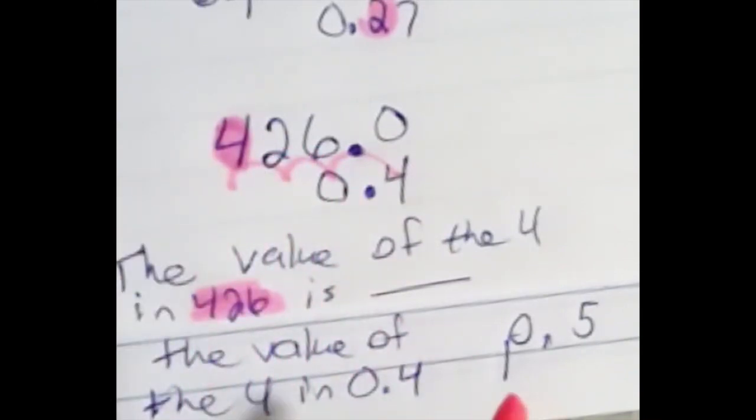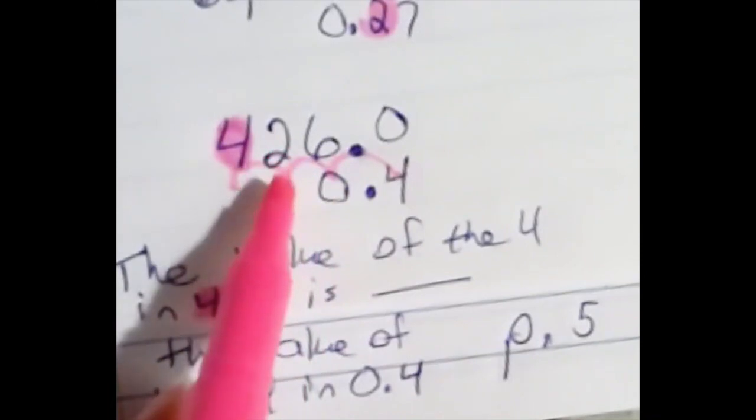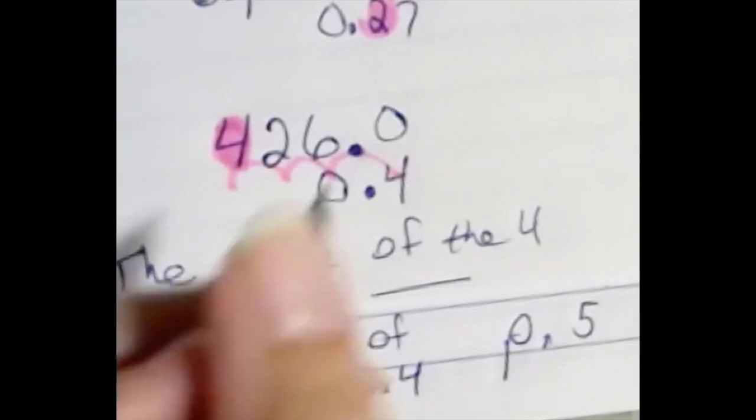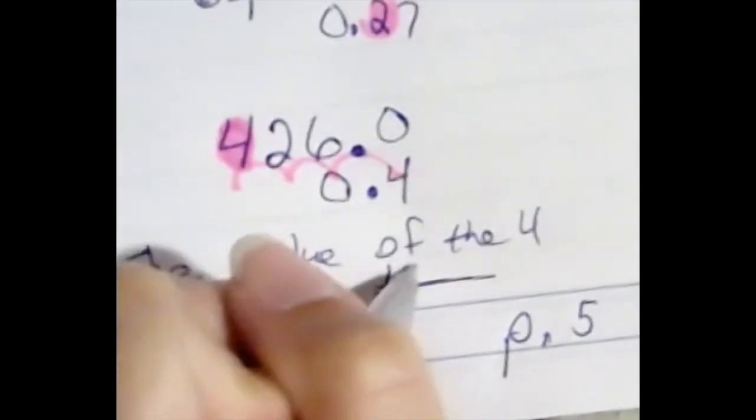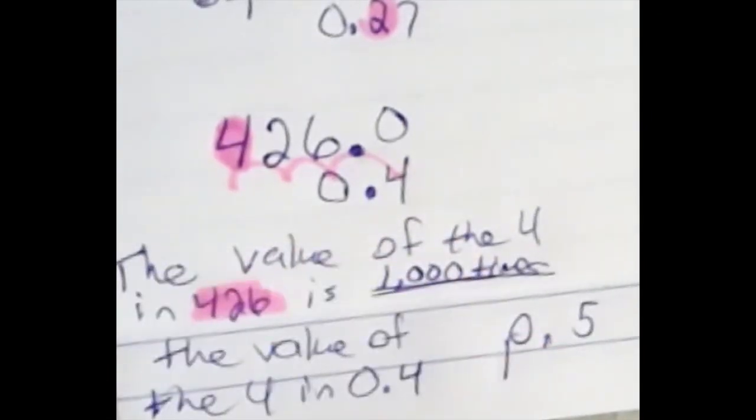A lot of students would tell me that's 30. It is not 30. It is not 10 plus 10 plus 10. It is 10 times 10 times 10. So hopefully we know 10 times 10 is 100. And then times 10 more is actually 1,000. So the value of the 4 in 426 is 1,000 times the value of the 4 in 4/10.